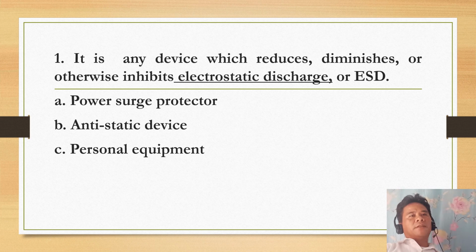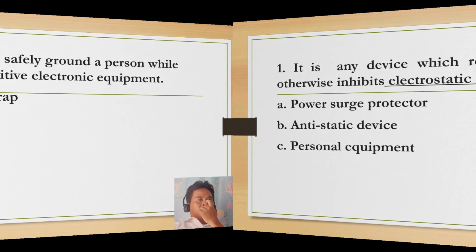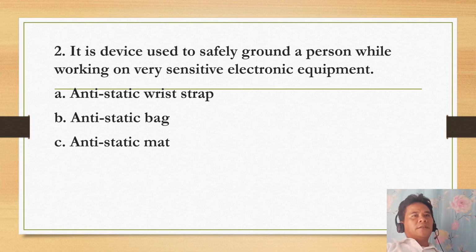Number 1, it is any device which reduces, diminishes, or otherwise inhibits electrostatic discharge or ESD. A. Power source protector. B. Anti-static device. C. Personal equipment. Number 2, it is a device used to safely ground a person while working on very sensitive electronic equipment. A. Anti-static wrist strap. B. Anti-static bag. C. Anti-static mat.